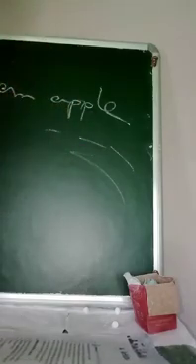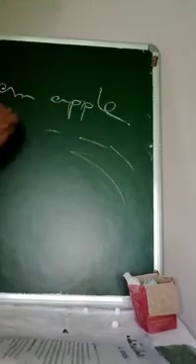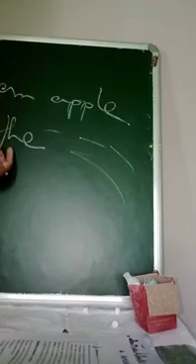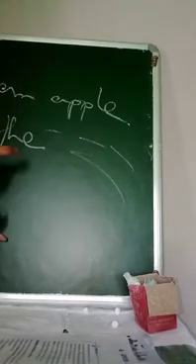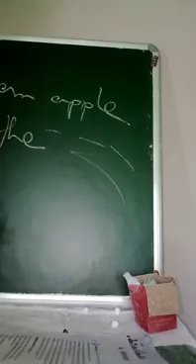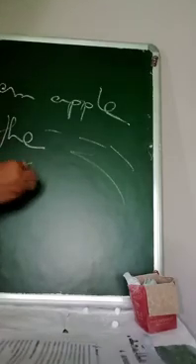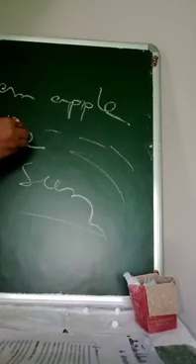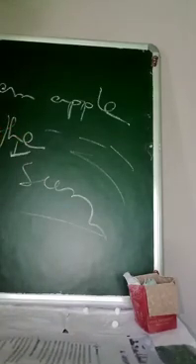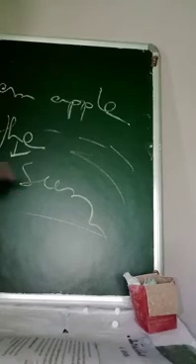Now the definite article, that is the. This is definite, means exactly. Why do we use this? Because it is exactly as we are saying. For example, the sun. There are not many suns. There is only one sun. So when we use the sun, we know exactly which sun we are talking about. That's why this is definite.